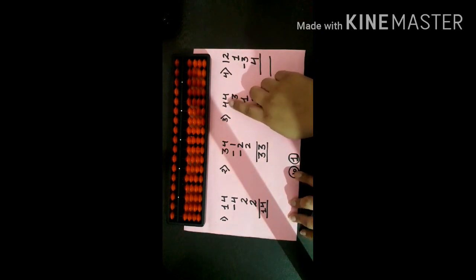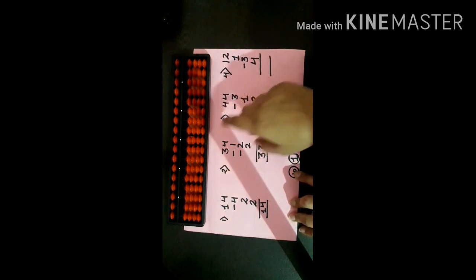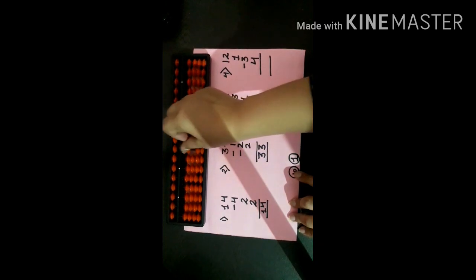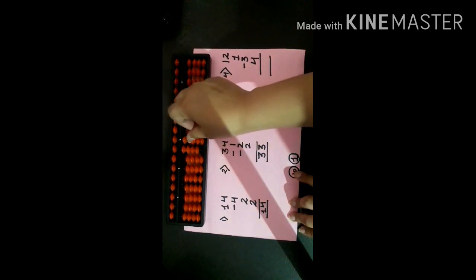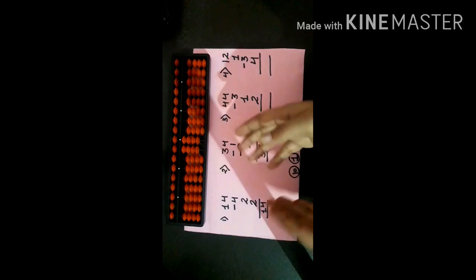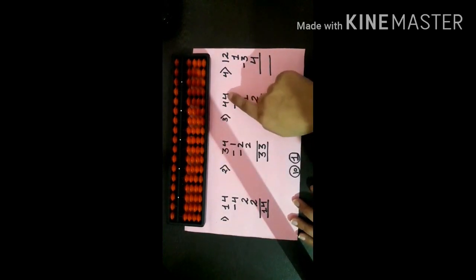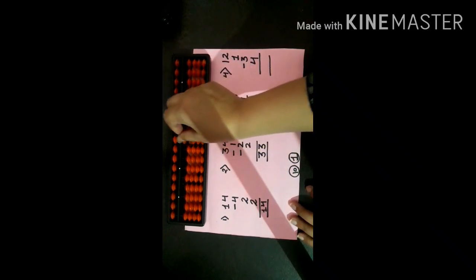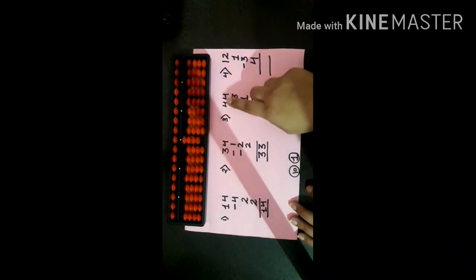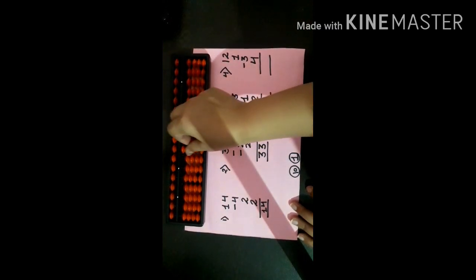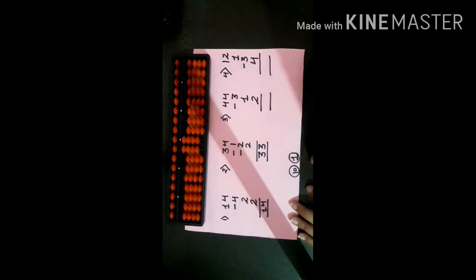As the number is 44, you can do like this: 10, 20, 30, 40 and 1, 2, 3, 4. You can do like this also, 44. And one more method: first number is 4, so 4 in first rod, 1, 2, 3, 4. And the next number is again 4, so 4 in second rod. You can do like this also.